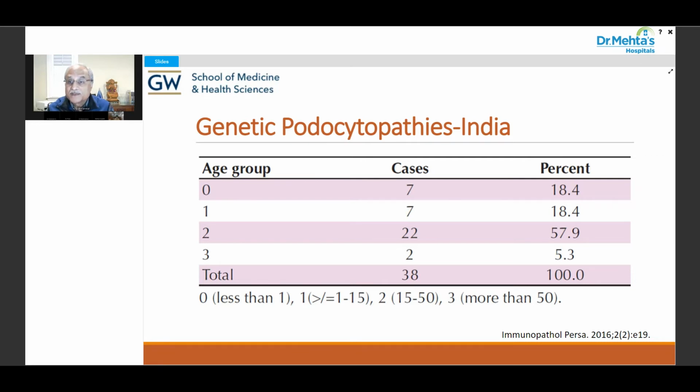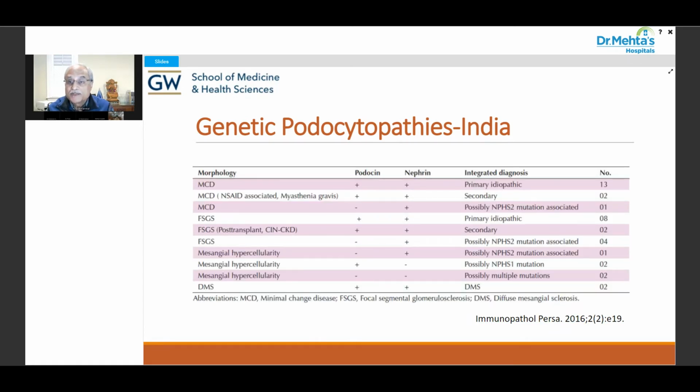And their data suggest that podocin mutations are probably more common. Again, this is a very small number of patients. Interestingly, this was diffuse mesangial sclerosis. I'm not sure they have actually looked for WT1 mutation. I would seriously look at this particular patient and look for any WT1 mutation.